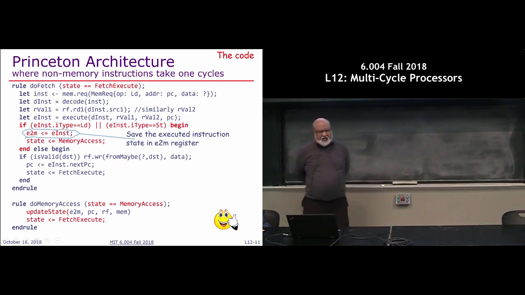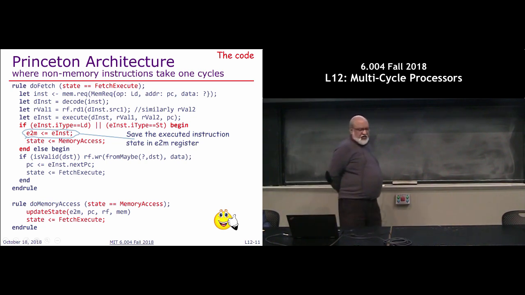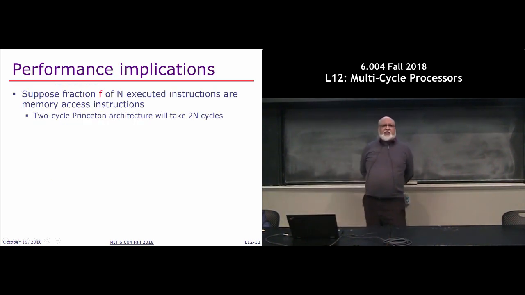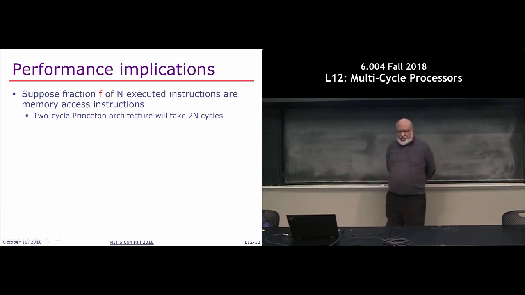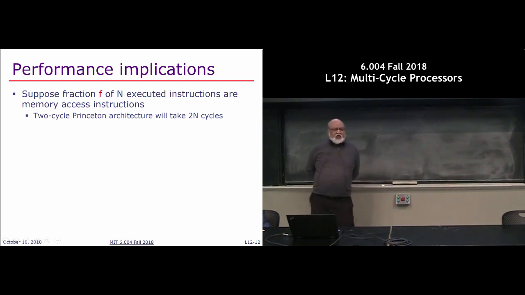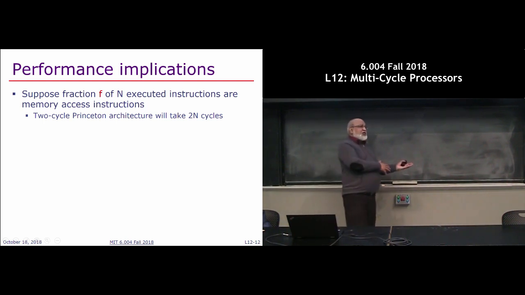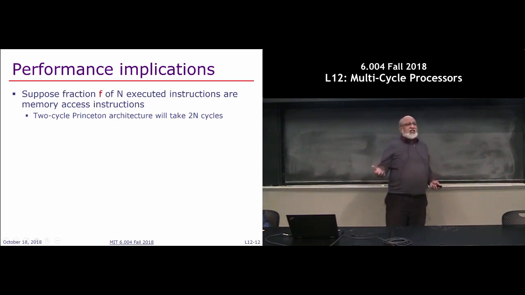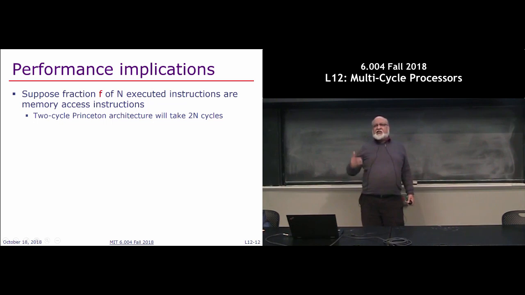Okay, so what have we done? Why are we so happy now? Why is this new Princeton processor better? Let's try to quantify it a little bit. What are the performance implications of it? Suppose a fraction f of executed instructions are memory access instructions. Then the 2-cycle Princeton, the first one I showed you, is always going to take 2n cycles, right? You are executing n instructions, every instruction takes 2 cycles, so it takes 2n cycles.